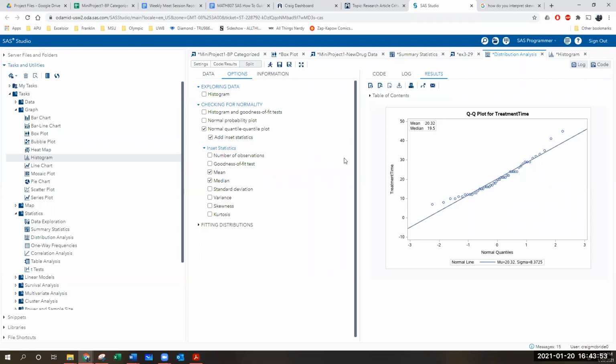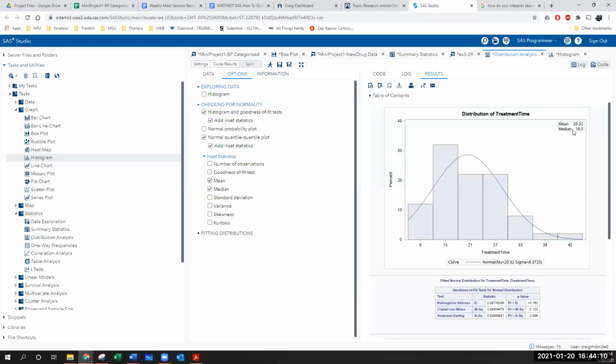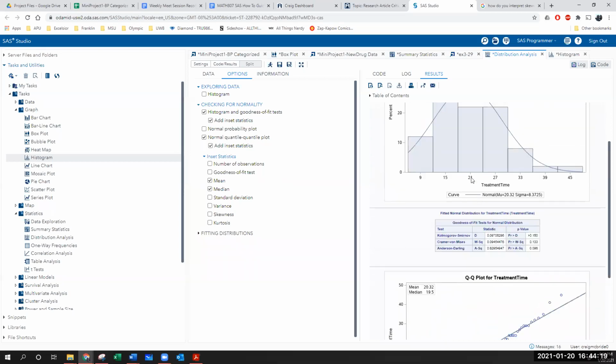Okay, I'll try it again, but I thought I had done the same thing. Yeah, it depends on where you click on things. If you click on the histogram and goodness of fit test up here and then click on add inset, then it's going to show up inside the histogram. Whereas if you do it the other one, it'll show up in the other one. Okay, gotcha. Is that good?